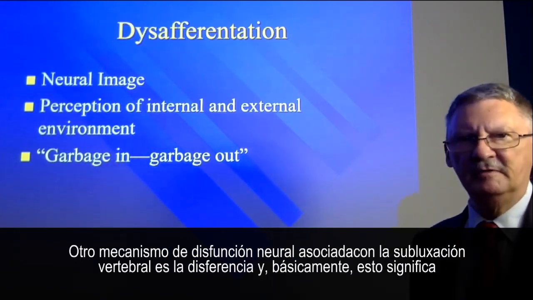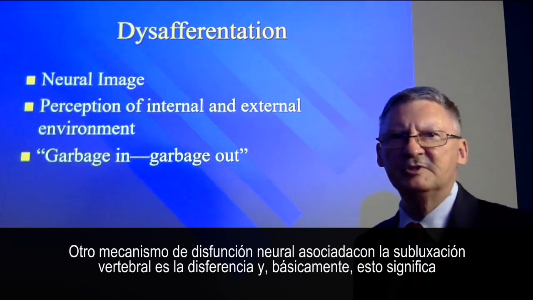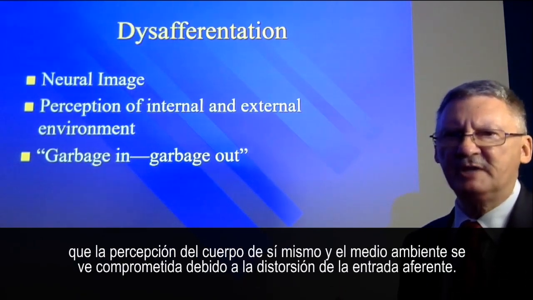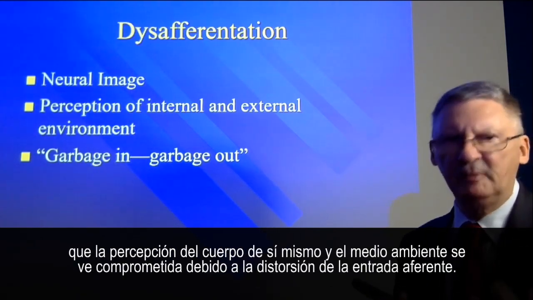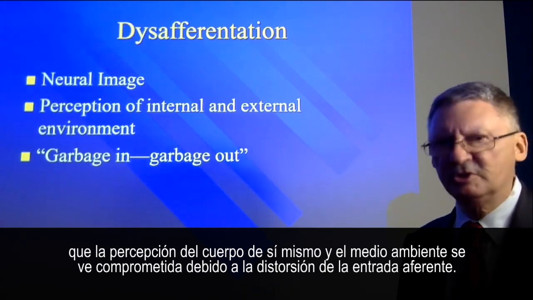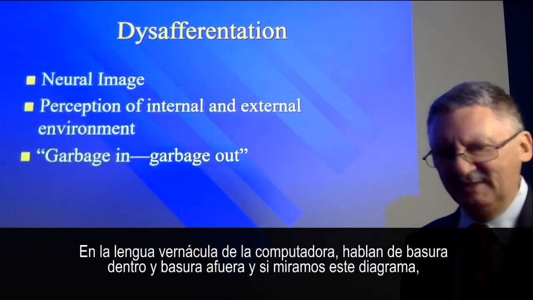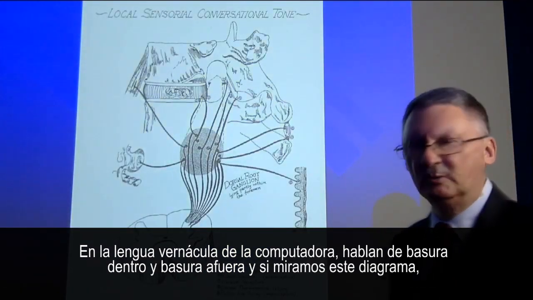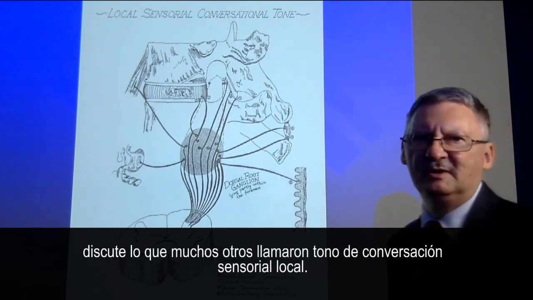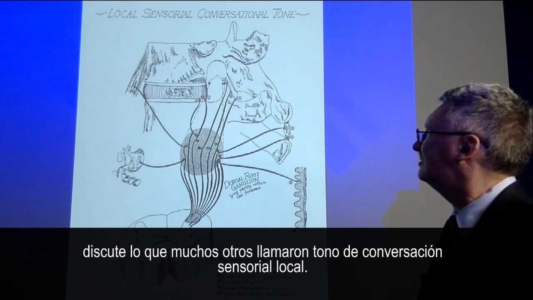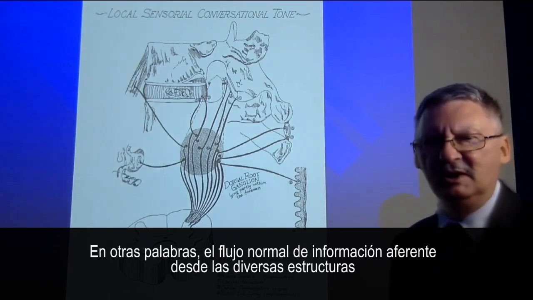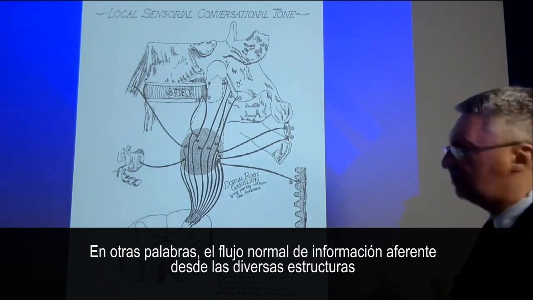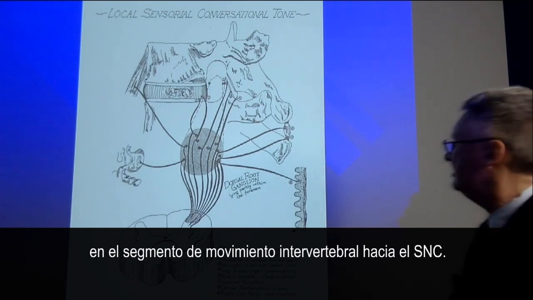Another mechanism of neural dysfunction associated with vertebral subluxation is disafferentation. And basically this means that the body's perception of itself and the environment is compromised because of distortion of the afferent input. In the computer vernacular, they talk about garbage in, garbage out. And if we look at this diagram, it discusses what several authors termed local sensorial conversational tone. In other words, the normal flow of afferent information from the various structures in the intervertebral motion segment to the CNS.